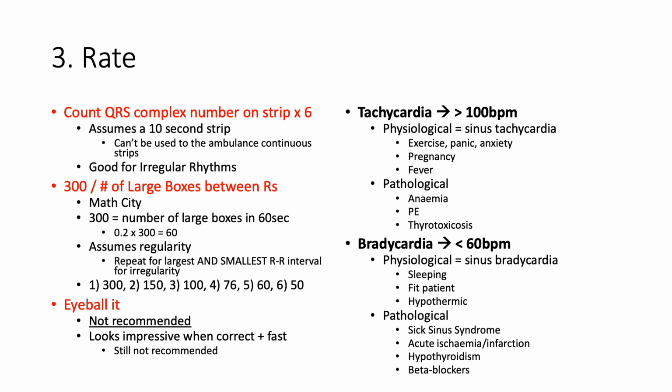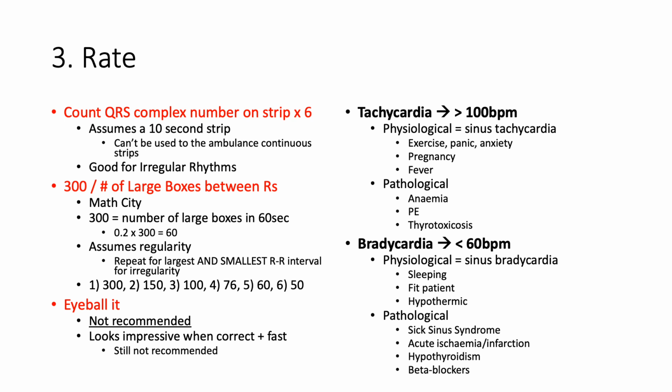It does assume that it's regular, but if it's not regular, then I would do this maths for the largest gap and the smallest gap and just say an irregular rhythm ranging from X to Y. You can just have a look at it and sometimes you can just tell, okay, is this a bradyarrhythmia? Is this a tachyarrhythmia? But you should still work out the exact rate.